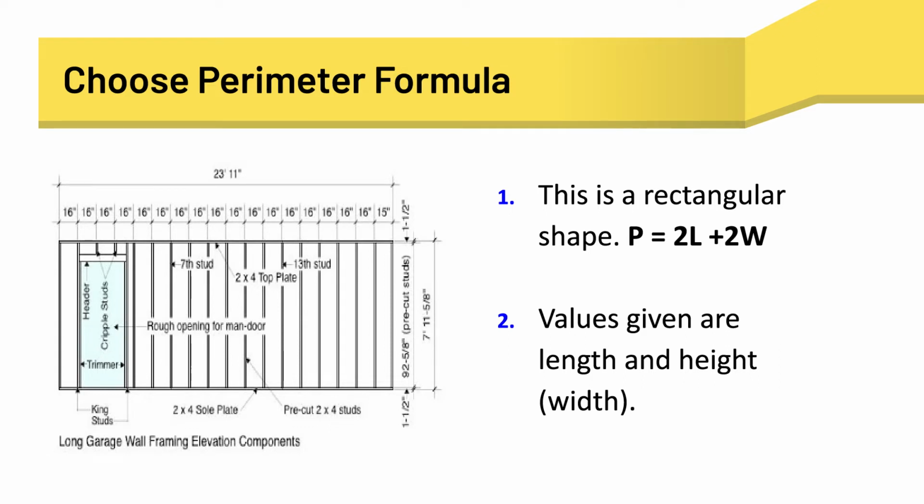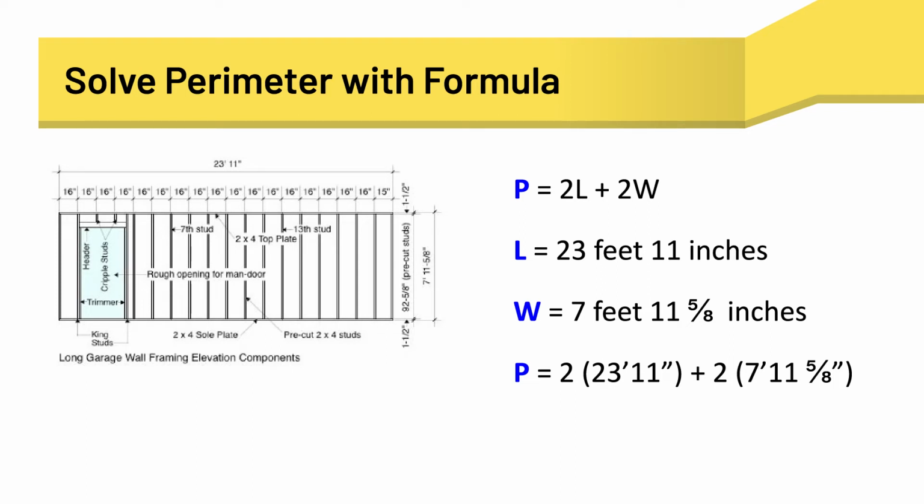The wall is described as 7 feet 11 and 5/8 inches high. When describing the wall, they didn't use the word width, but Isaiah knows that the word used doesn't matter as much as what it does. This height is perfect to use for the width in the formula. With all the numbers he needs, Isaiah fills those numbers in the formula. He replaces the L with 23 feet 11 inches. He replaces the W with 7 feet 11 and 5/8 inches.